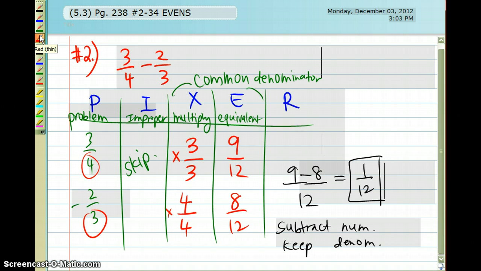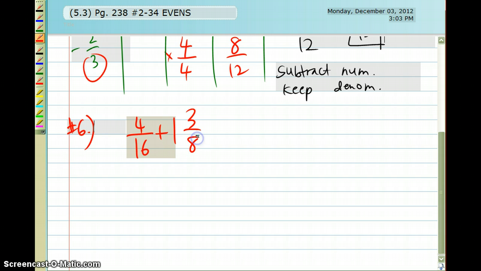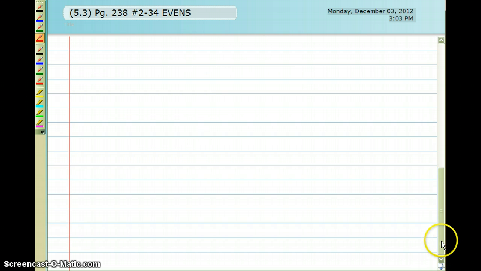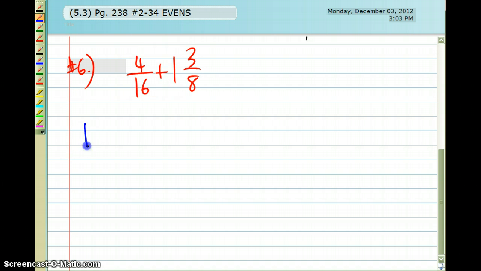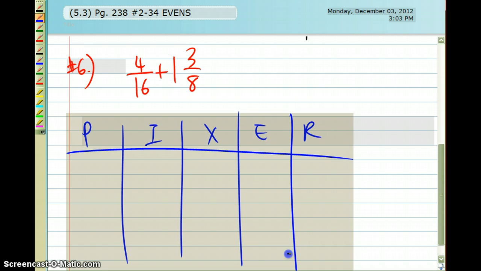I'm going to skip to problem number 6. Number 6, I have here a 4/16 plus a 1 and 3/8. And just looking at this question, I already notice that one of the fractions is not simplified. And so if I can simplify problems before I begin them, it'll actually make the work a little easier later. So I am going to do that.